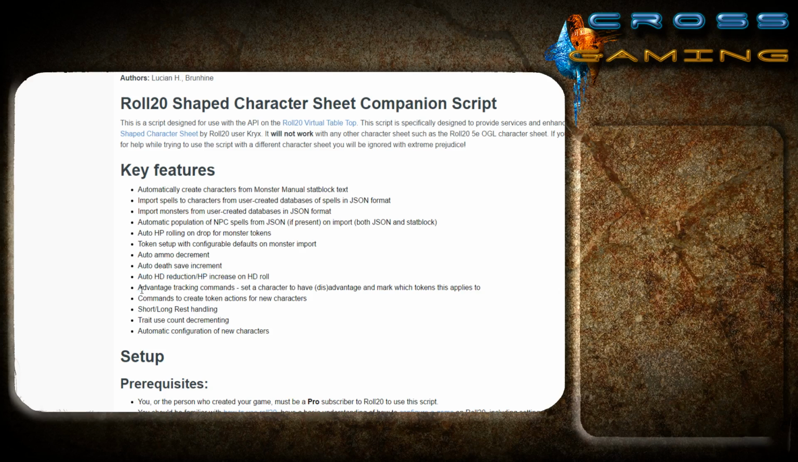What I don't use is advantage tracking commands, and I'll show you why in a minute. I don't like to toggle between advantage and disadvantage. I just like to always have the Roll2 set, and I'll show you that. And then we can create token actions.